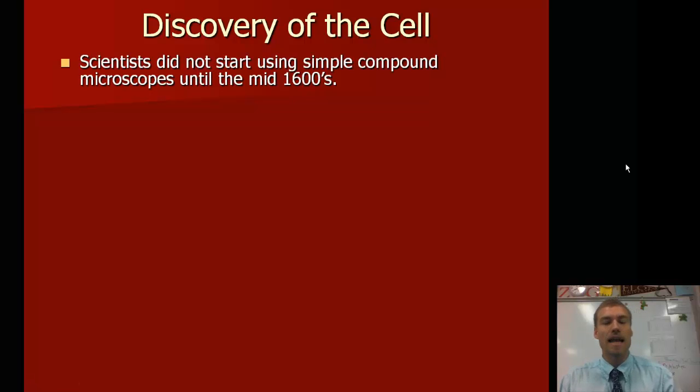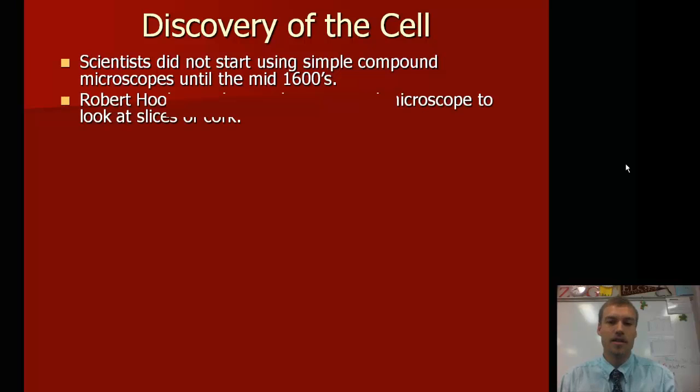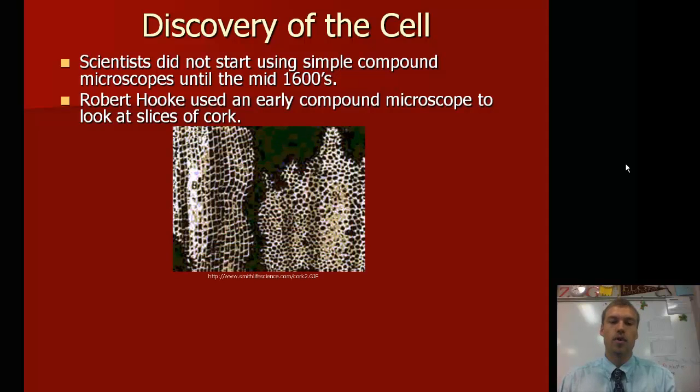Basically scientists had not actually invented microscopes until the mid-1600s. And Robert Hooke was one of the first people to use an early microscope to look at slices of cork. And this is what he saw.